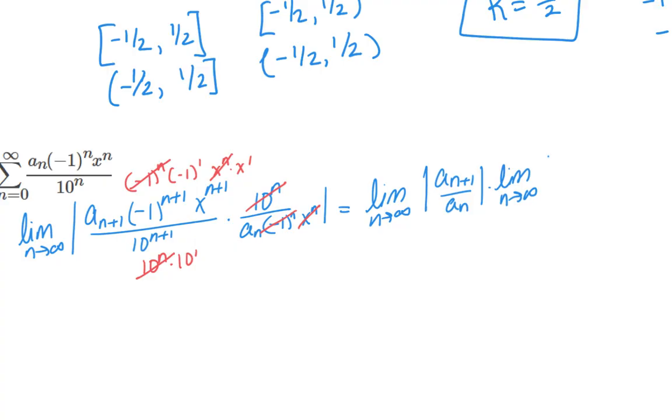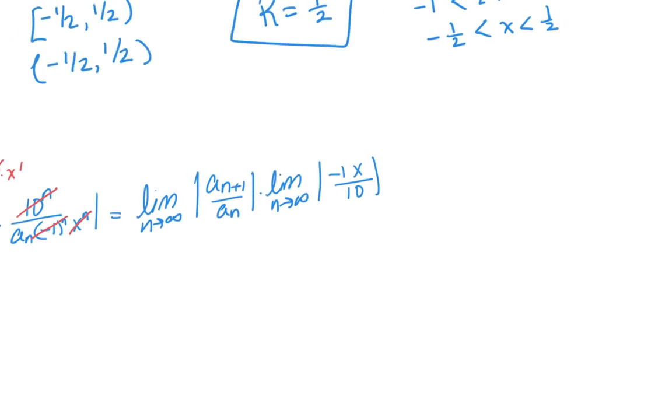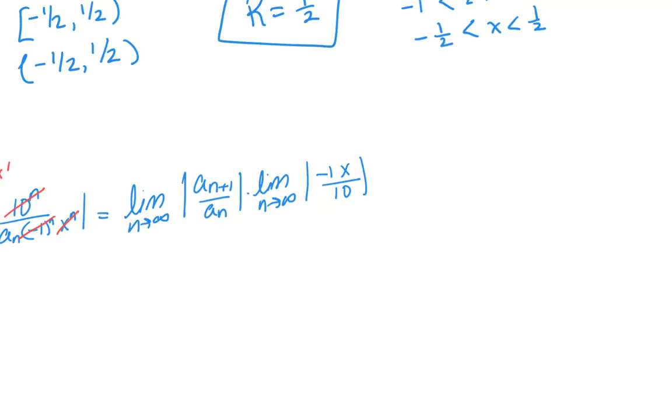So in the numerator, I'm left with the absolute value of negative 1x over just 10. Now, this is no longer dependent on n. Since this portion goes to 1, this is just going to be the absolute value of x over 10. Now, you noticed that I did not write negative 1. Well, that's because it is negative 1 times x, and the absolute value of negative 1 is 1.